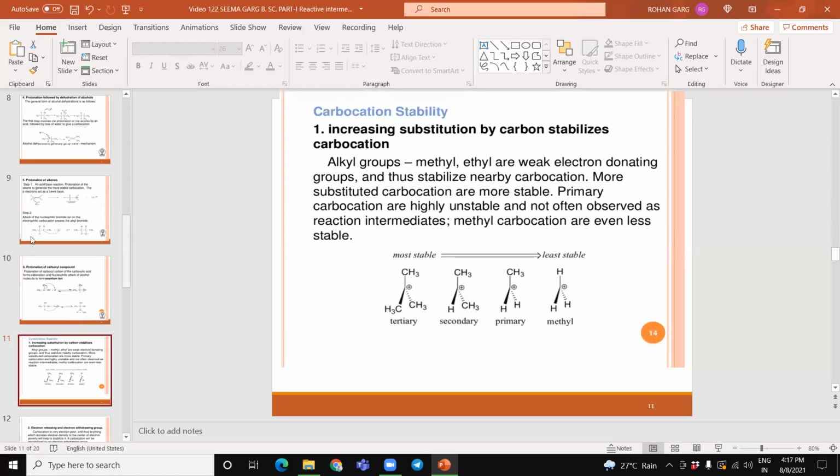Stability of carbocation. Increasing substitution by carbon stabilizes carbocation. Alkyl groups. Here, more alkyl groups, this is a tertiary carbocation. So it is more stable, and here less means it is a methyl carbocation. It is less stable. So this is due to the hyperconjugation, its stability is increasing.